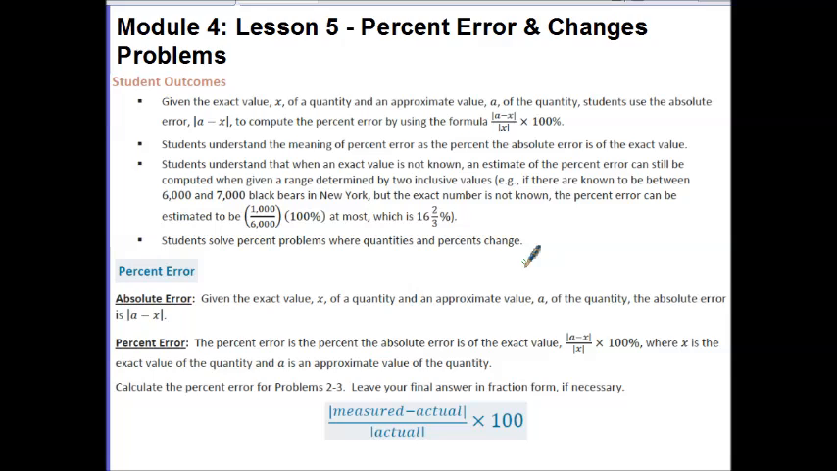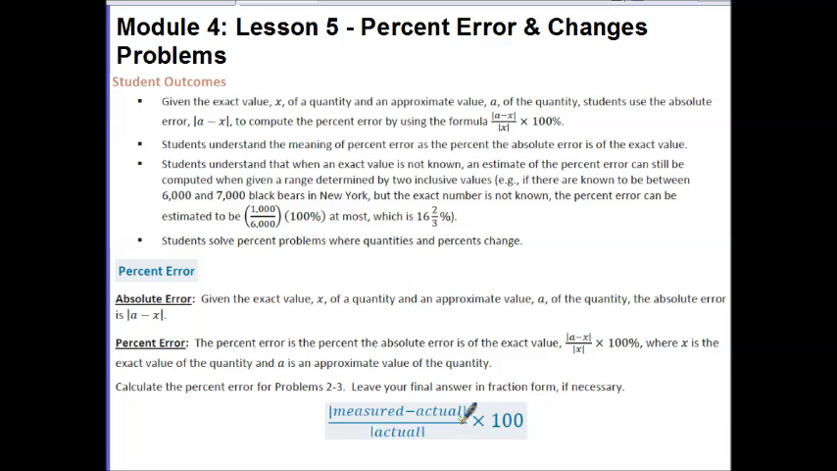So the definition is: given the exact value x of a quantity and an approximate value a of the quantity, the absolute error is the absolute value of a minus x. The part that I really like to think of this as is the absolute value of measured minus the actual. This is our absolute error. Whatever measurement you or the person found goes first. Then we subtract the actual number, the measurement that we know it to actually be.